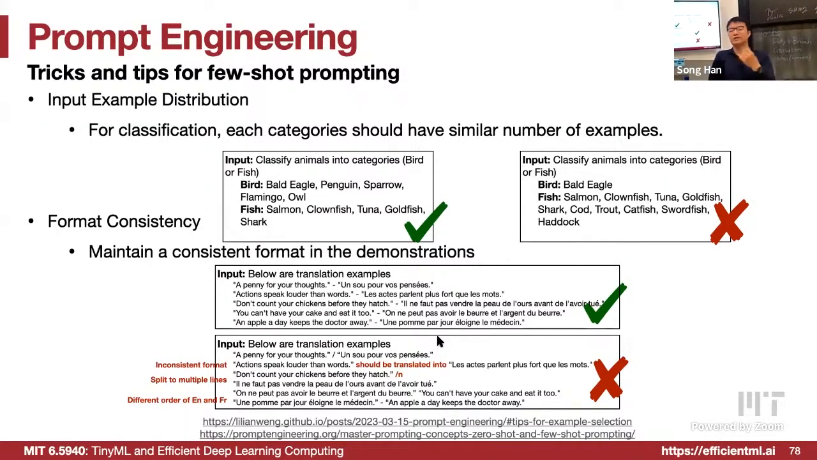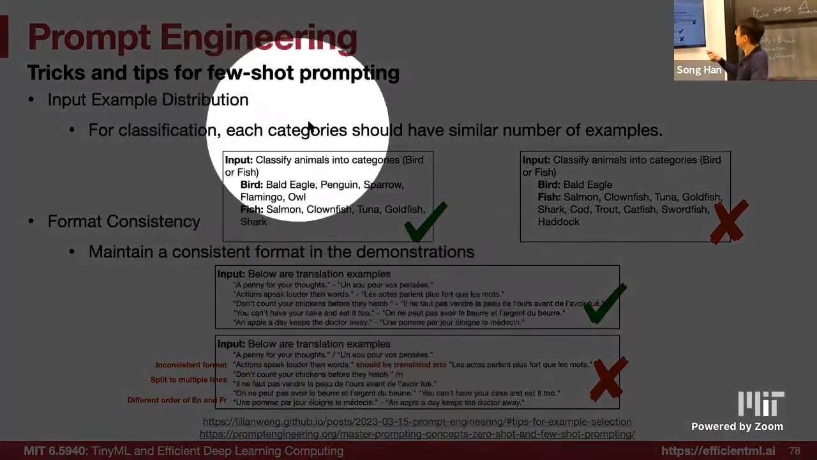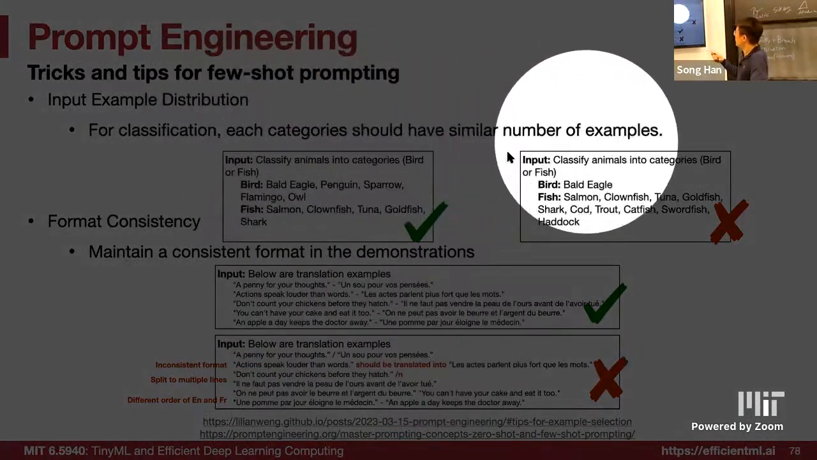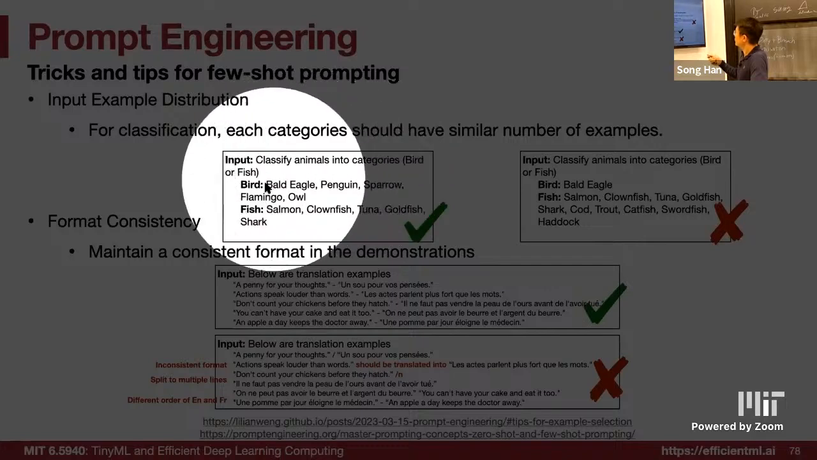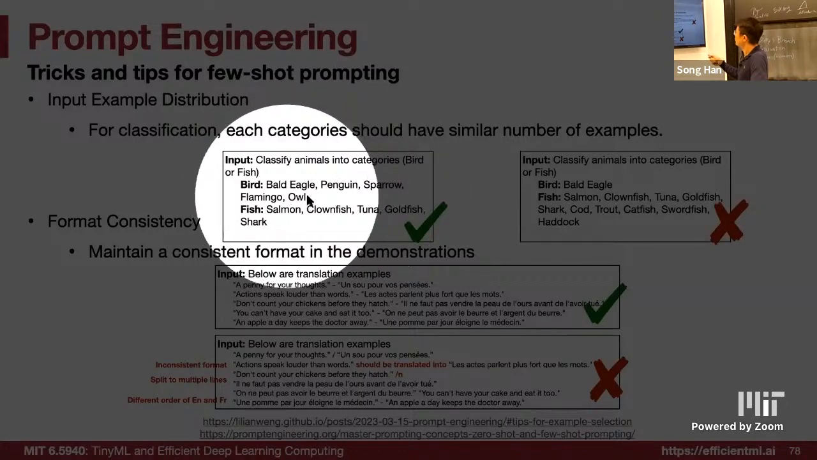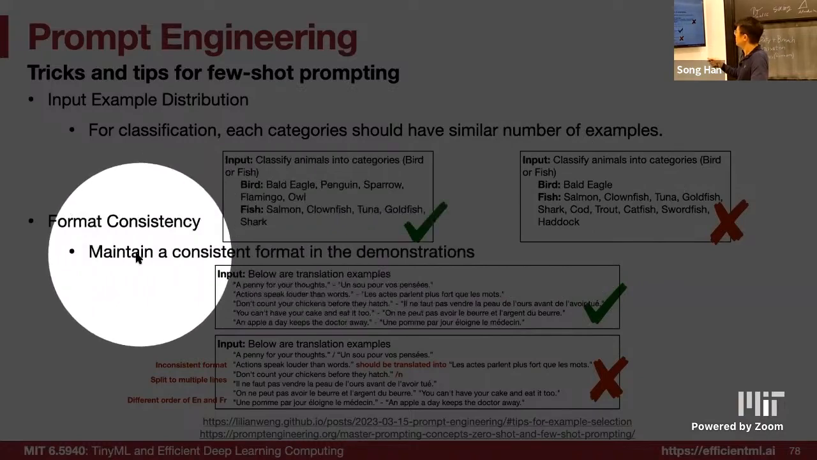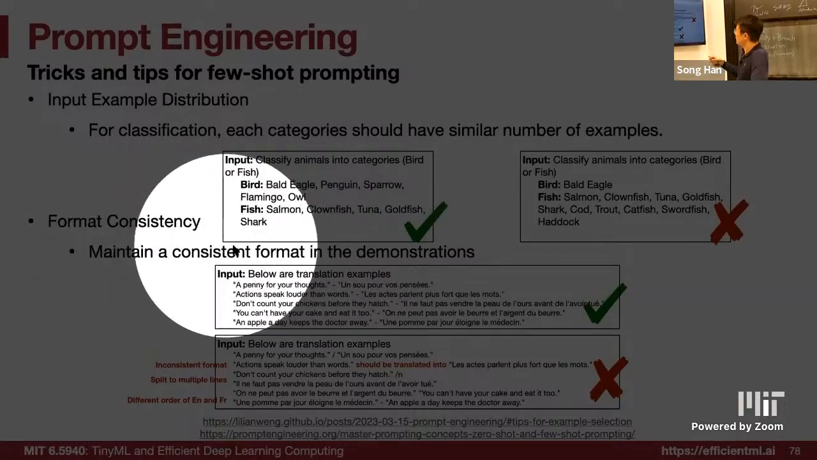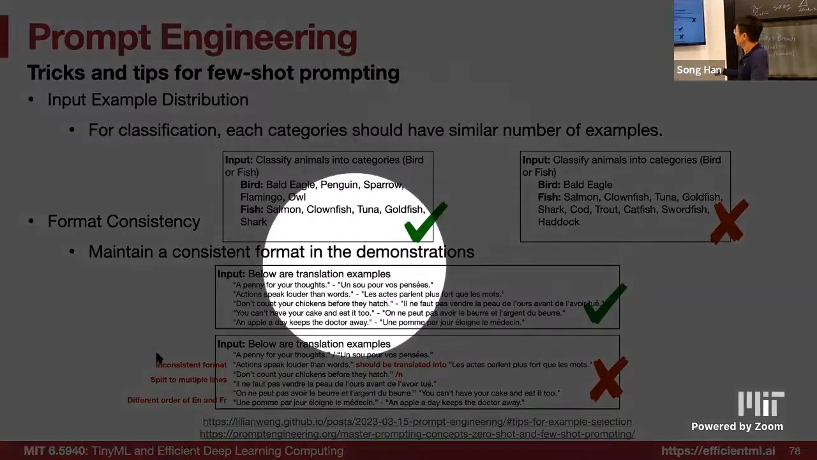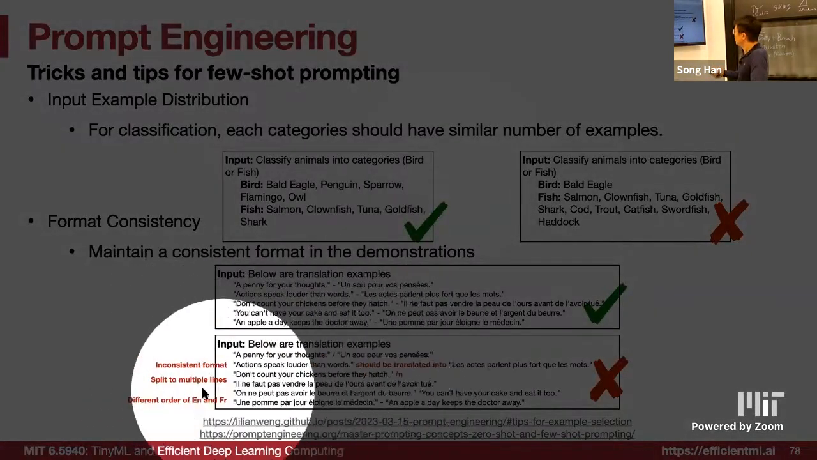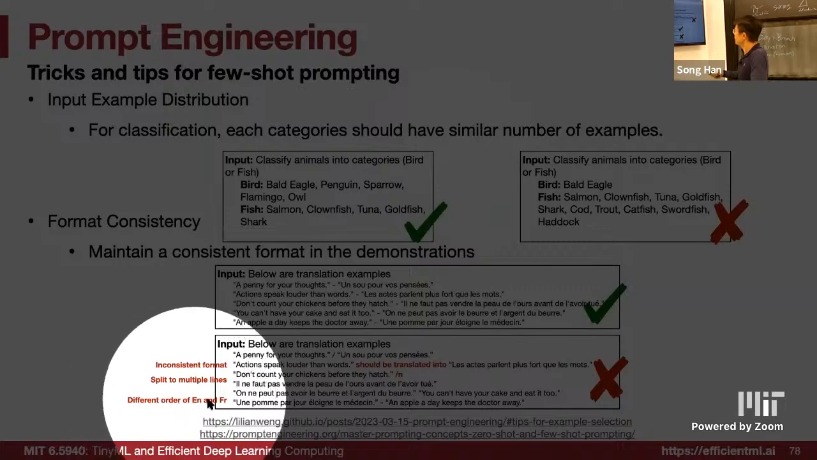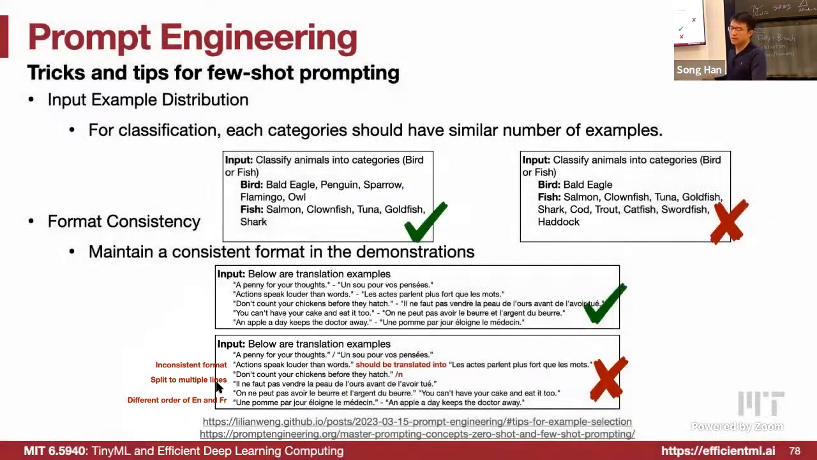And there are some good practices, tricks, and tips for few-shot prompting. First one is for classification. Each category should have a similar number of examples. Like classify animals into categories. Bird, we give 1, 2, 3, 4, 5 birds. Fish, we should also give 5 fishes, rather than just give 1 bird and many fishes. Roughly similar number of examples. And consistent format in the demonstration. We don't want to have inconsistent format, split into multiple lines, or different orders, right? We should use the same format for different example demonstrations.